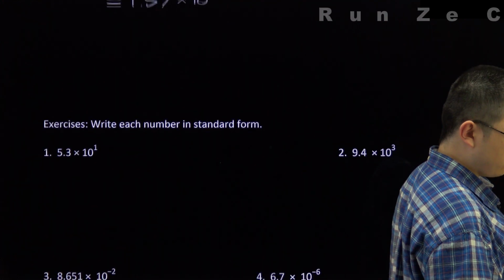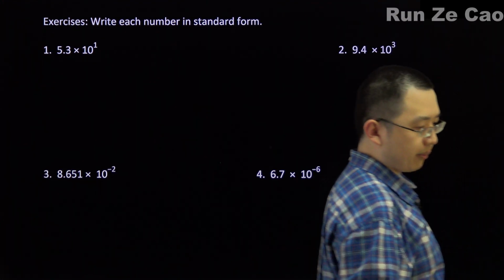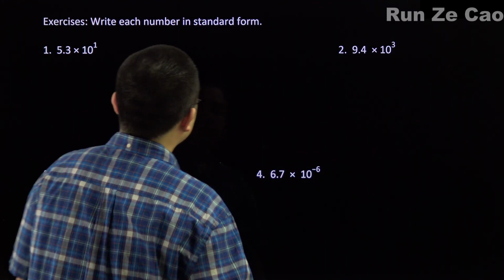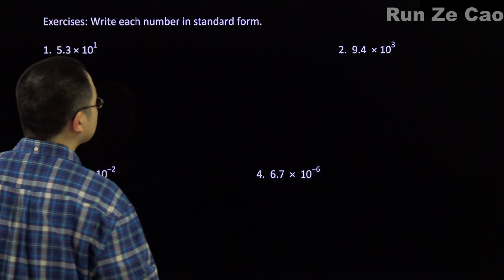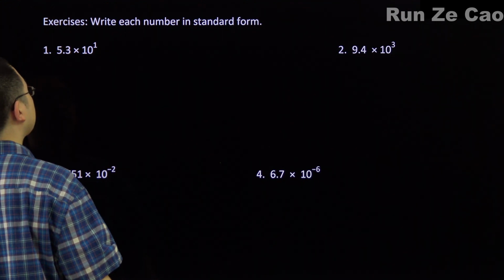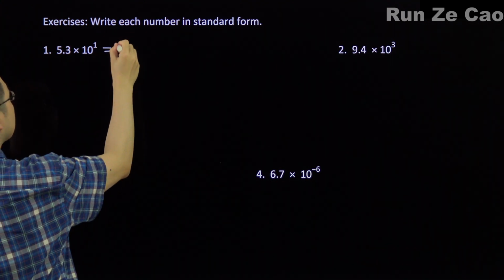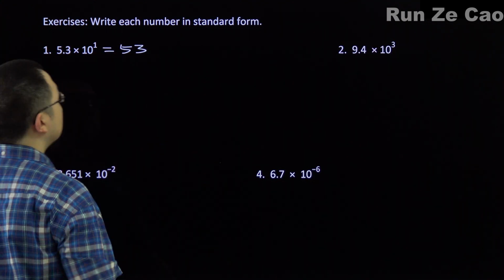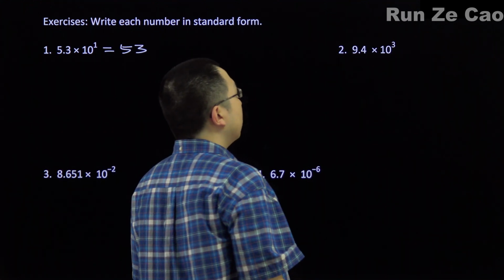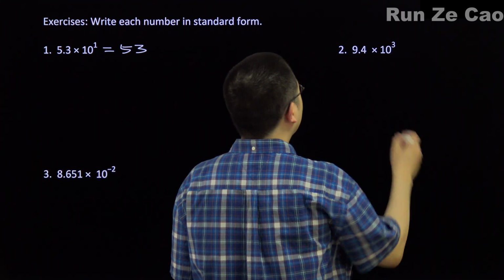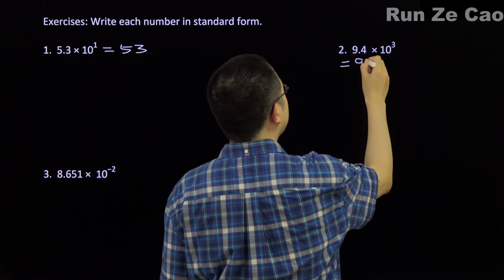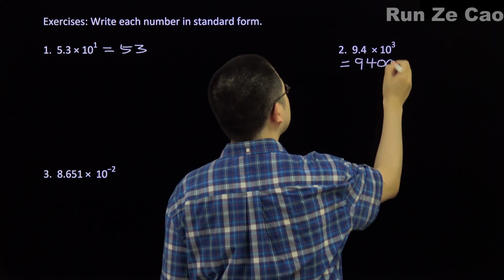Scientific notation is good for very large and very small numbers. It's usually not so great for numbers that are, say, 5.3 times 10 to the first power. Dude, that's just 53. And 9.4 times 10 to the third power, that's 9,400, guys.